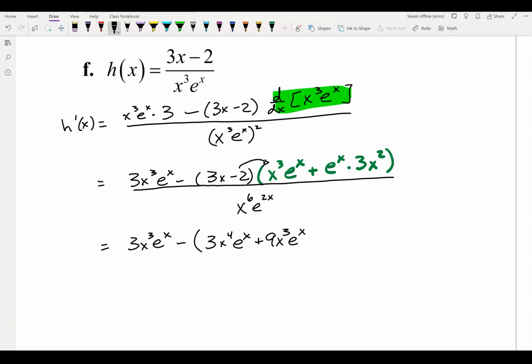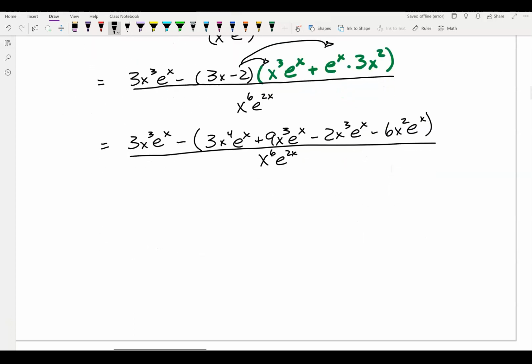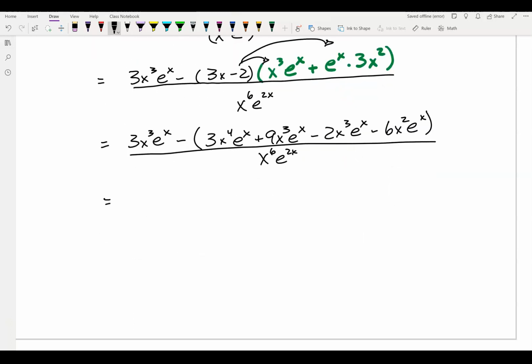Multiplying the negative 2, we're going to have minus 2x to the third e to the x. Finally, back here, we're going to have minus 6x squared e to the x. All over x to the 6th e to the 2x. All right, distributing that negative, we're going to get the same thing, but a whole bunch of changing signs in the parentheses over there.